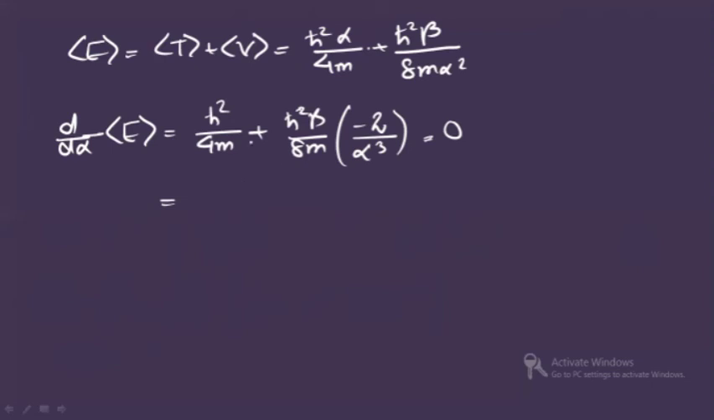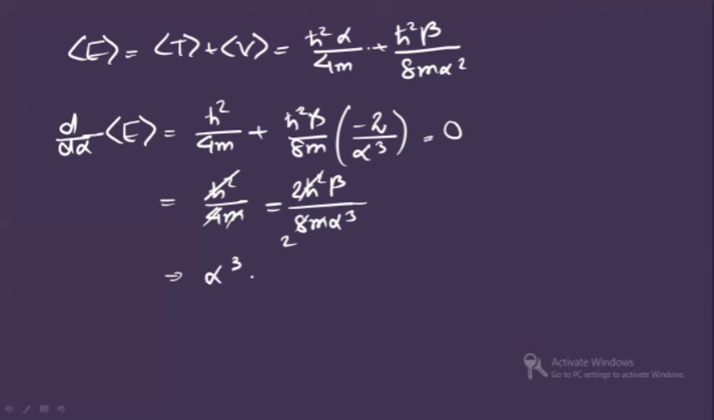Alright. So from here if you see, in this case what you will get? h cut square by 4m is equal to what? Negative will go to the right hand side, it will become positive, and here you will have h cut square beta, this is 2, and here you are having 8m alpha cube. So if you see here, this h cut square cancels this h cut square, 4 cancels 8 two times, m and m also is getting cancelled. And here what you will have? You will have alpha cube.